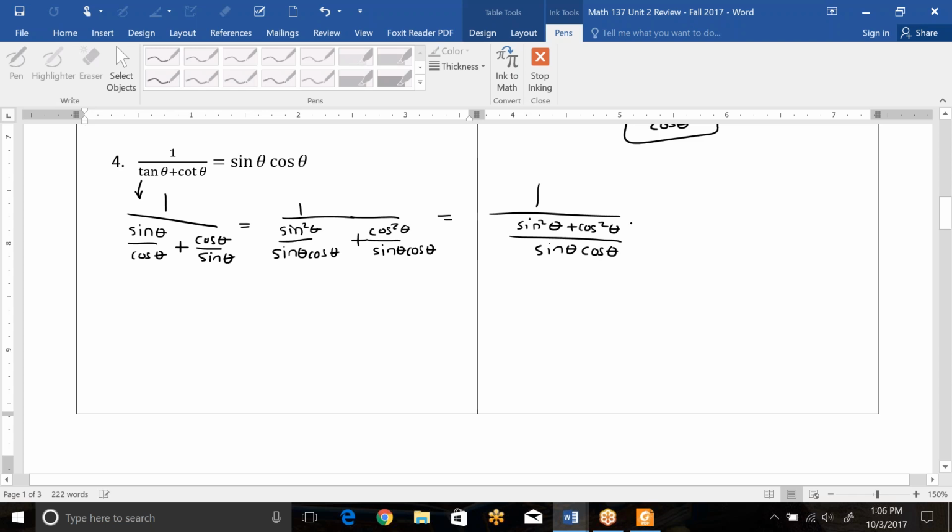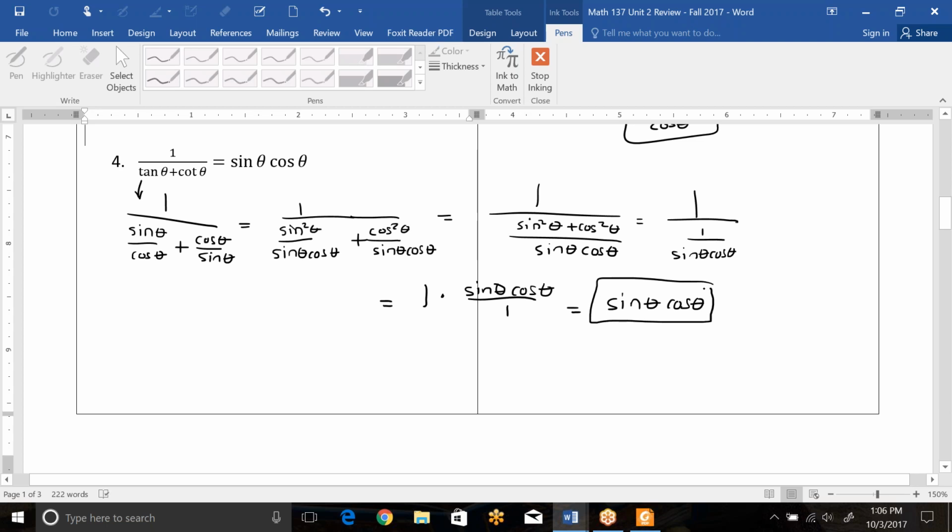I would notice that the top of that fraction is a 1 because of Pythagorean identities. And then this is just multiplying by the reciprocal to get that out of the denominator. So 1 times sine theta cosine theta over 1 is just sine theta cosine theta. So that's that one. That one's actually not as bad.